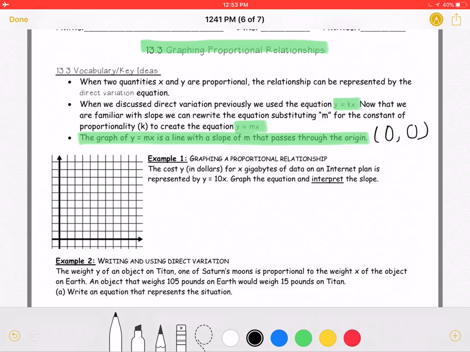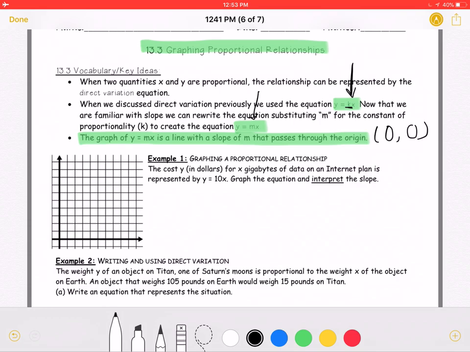The cost y in dollars for x gigabytes of data on an internet plan is represented by y equals 10x. We want to graph the equation, and then we're going to interpret the slope. Just like in our direct variation equation, I always told you, what's the only letter we replace with a number? Before, we would always say k. That's the same fact in y equals mx. Now we changed k to m, so m will be the only one that's going to be a number.